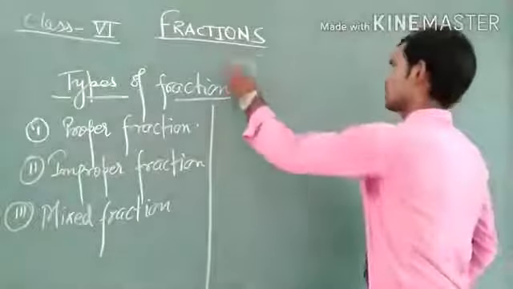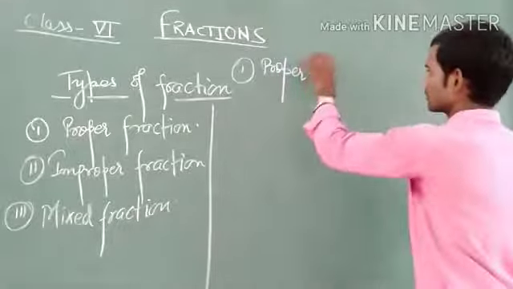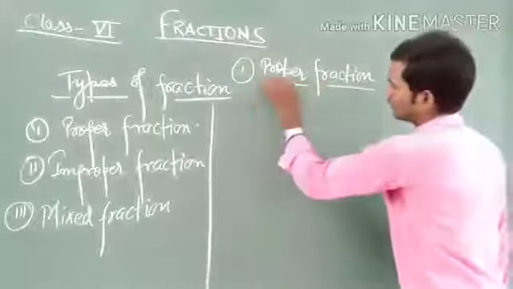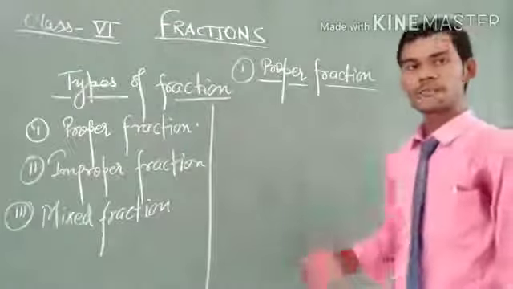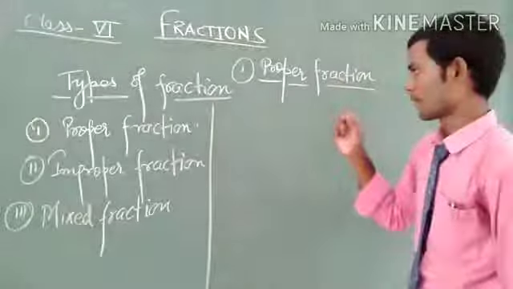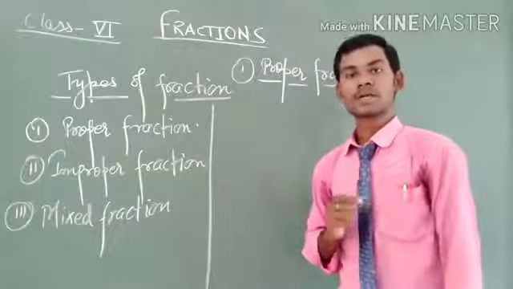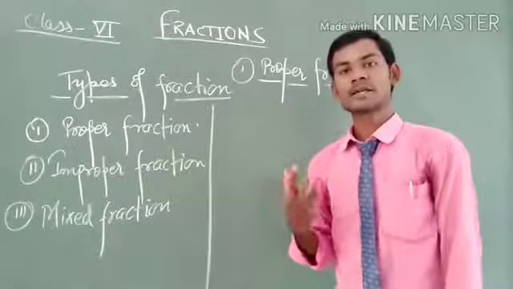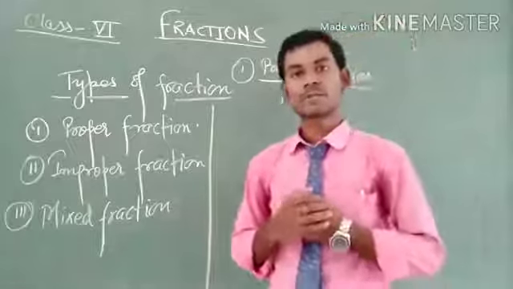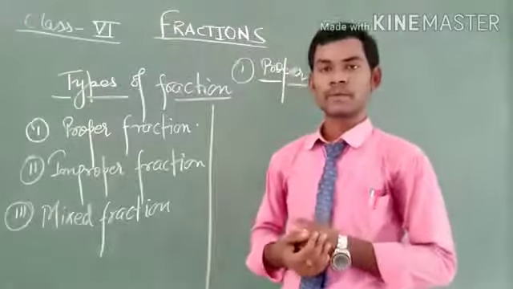The first is proper fraction. Let us see what the proper fraction is. Which types of fraction are called proper fraction? A fraction in which the numerator is less than the denominator. A fraction in which the numerator is less than the denominator is known as proper fraction.